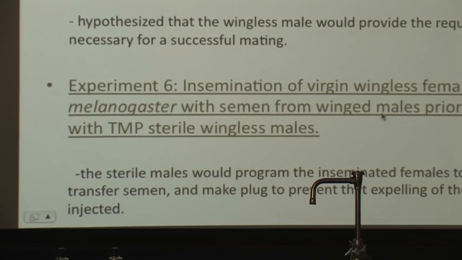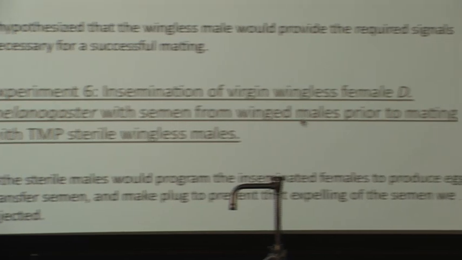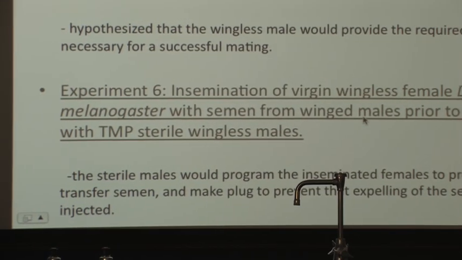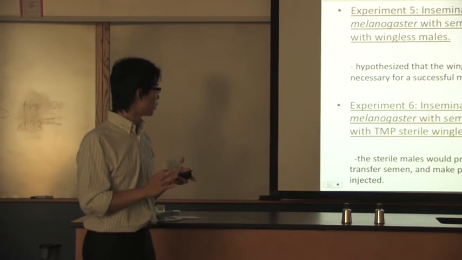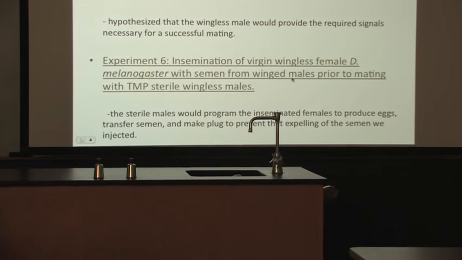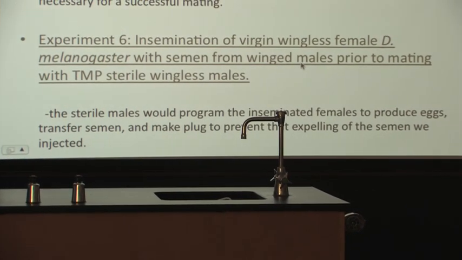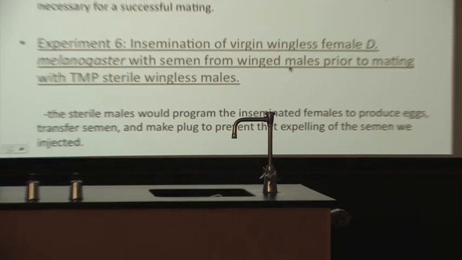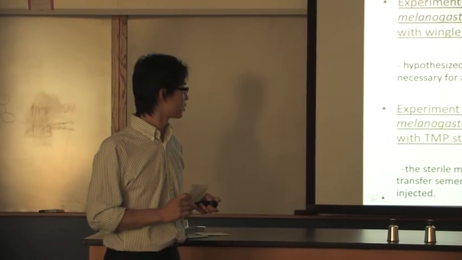So the next, experiment 6, is the insemination of virgin wingless female with semen from a winged male prior to mating with a TMB sterile male. We hypothesize that the sterile male can program the inseminated female to produce eggs, or transfer the semen, or make the product to prevent the expulsion of the semen we inject. Therefore, we will use the TMB sterile male to mate with the inseminated virgin female.